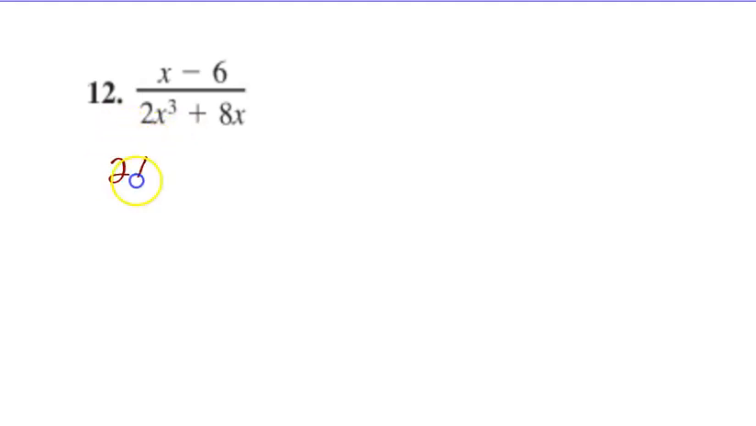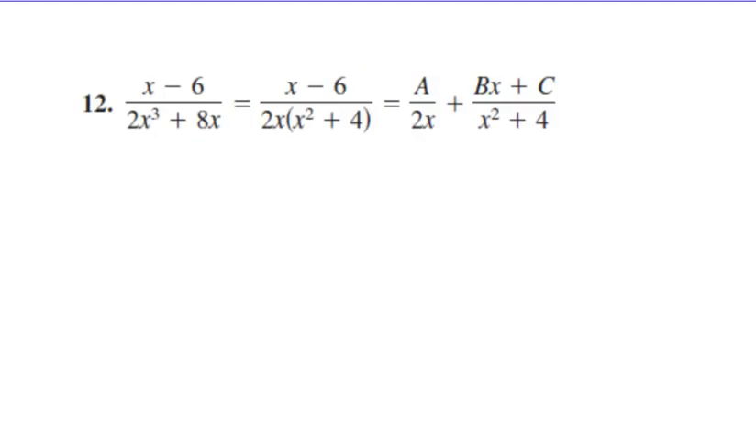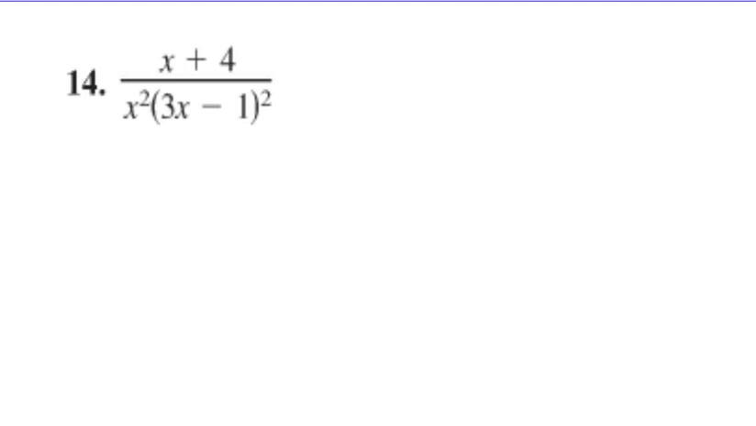This one I think I can pull out a 2x, leaving me with x squared plus 4. Aha! This is your first example not the product of linear factors, but 2x is, so I would choose a 2x, and I would choose an x squared plus 4. Here's an A, because this is just linear, but this is not linear, so I'd put a linear up top, Bx plus C. And again, I'm just setting up. I haven't really shown you how to solve these, but I just want to make sure that you can set these up correctly.